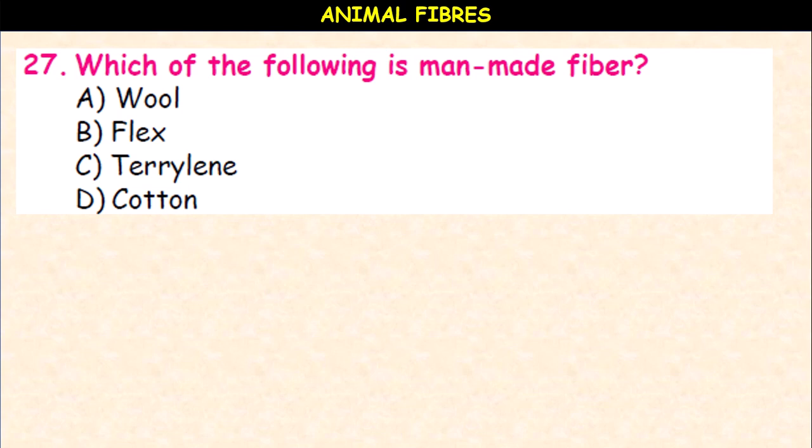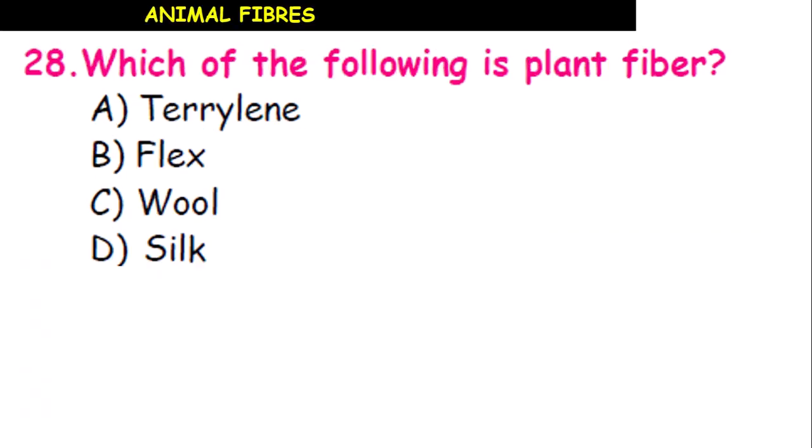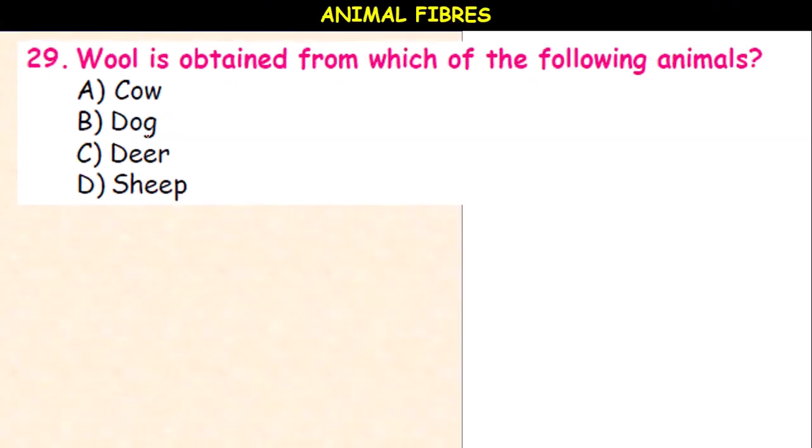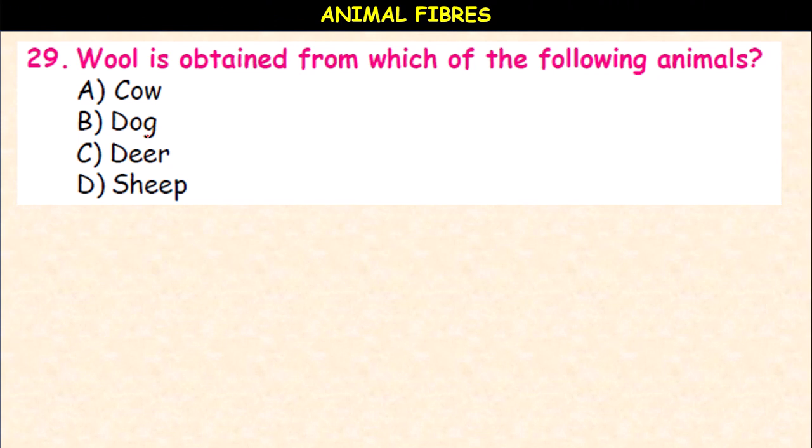Which of the following is a man-made fiber? Wool, flax, terylene, cotton. Terylene. Which of the following is a plant fiber? Terylene, flax, wool, silk. Plant fiber: flax. Wool is obtained from which of the following animals? Cow, dog, deer, sheep. Sheep.